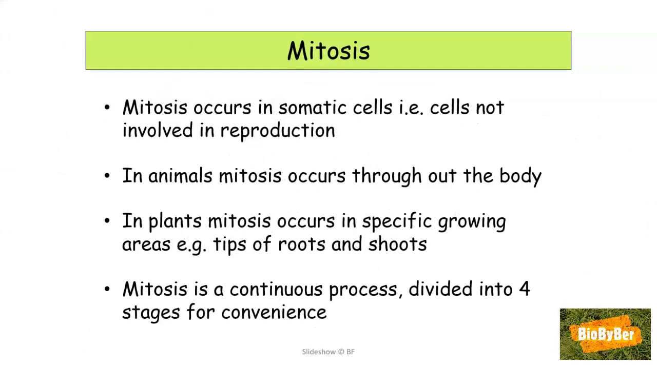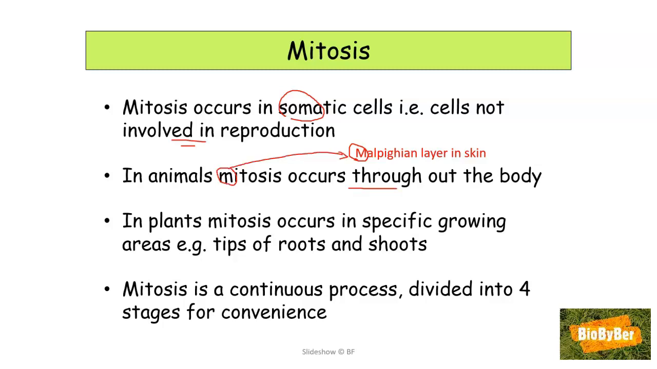Now, mitosis occurs in somatic cells. These are cells not involved in reproduction. In animals, mitosis takes place throughout the body. If you've studied the skin, you might have come across the Malpighian layer in the skin. This is a region where new skin cells are formed through the process of mitosis. We can remember this because of the M&Ms, M for mitosis, M for Malpighian layer.